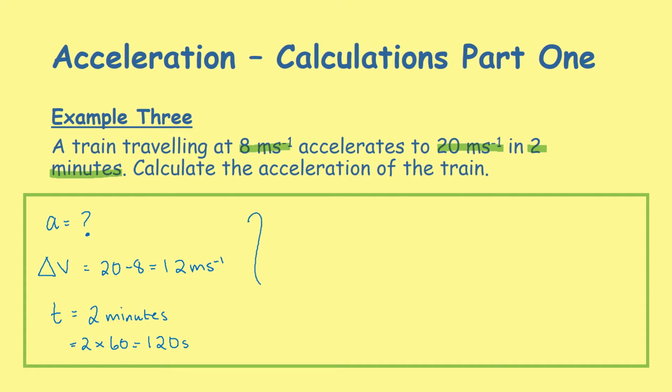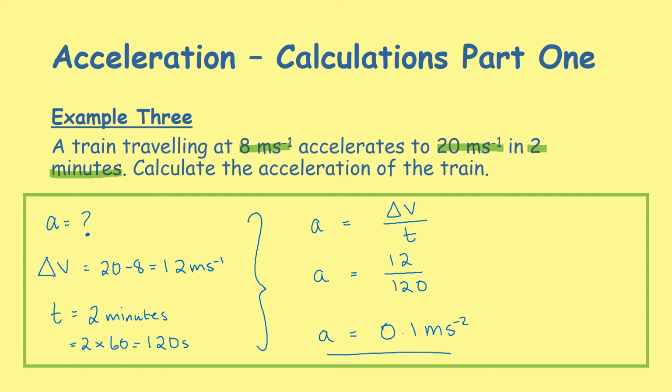That's our change. Now that we have our change in speed and our time, we can calculate our acceleration. So A equals delta V over t. Our acceleration equals 12 divided by 120. Therefore, our acceleration is 0.1 meters per second squared.